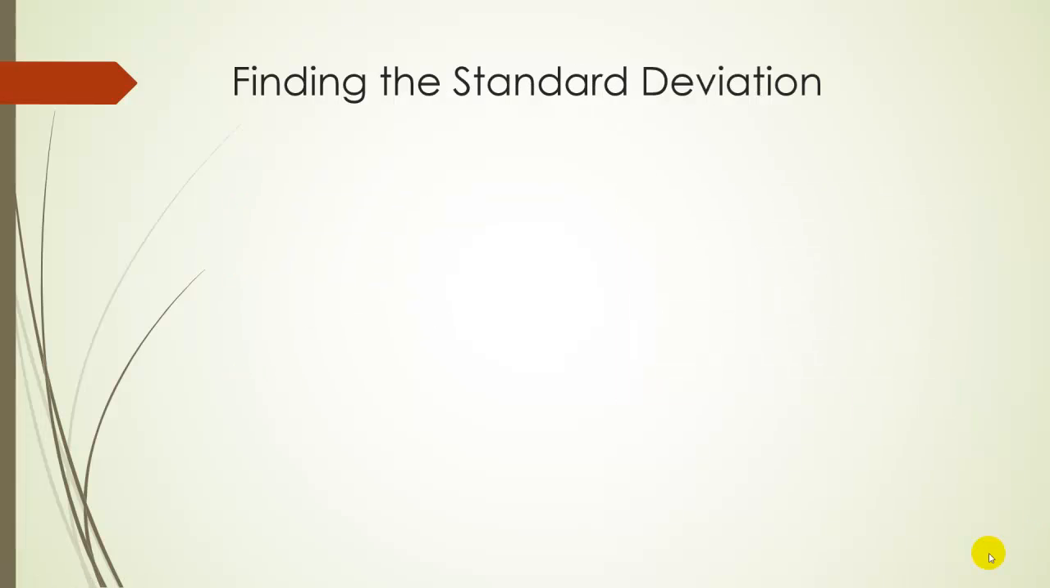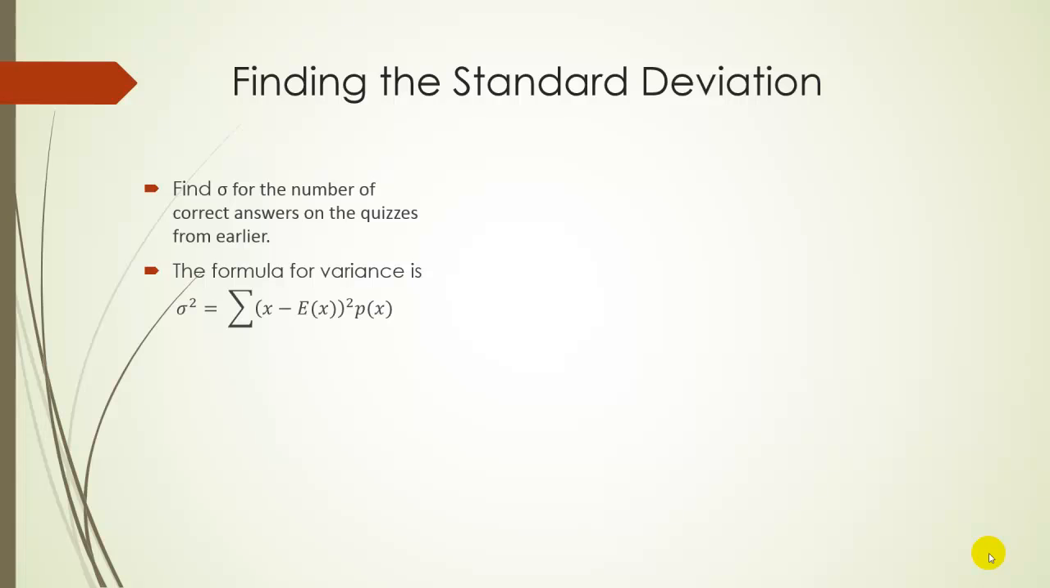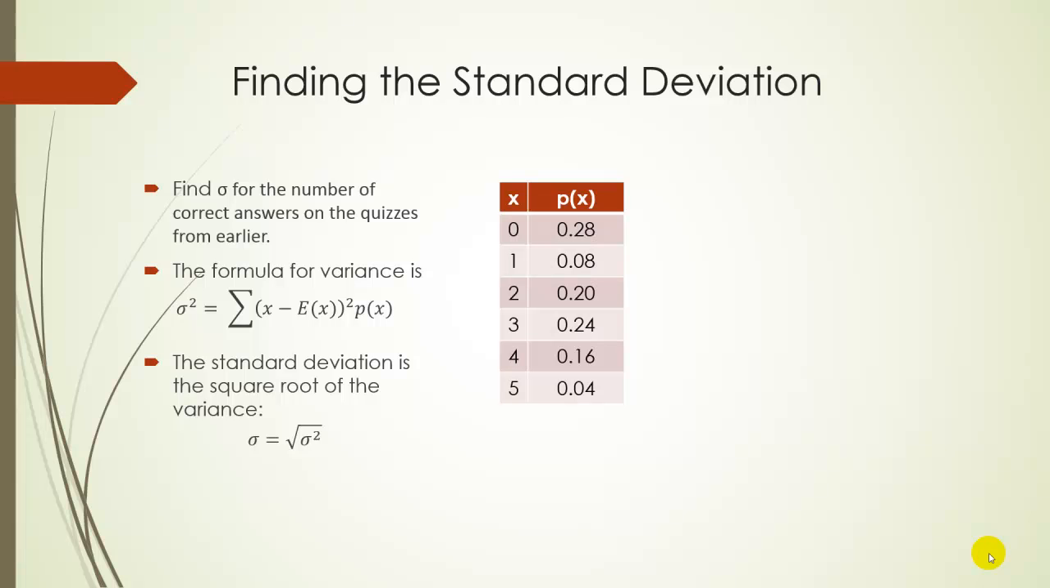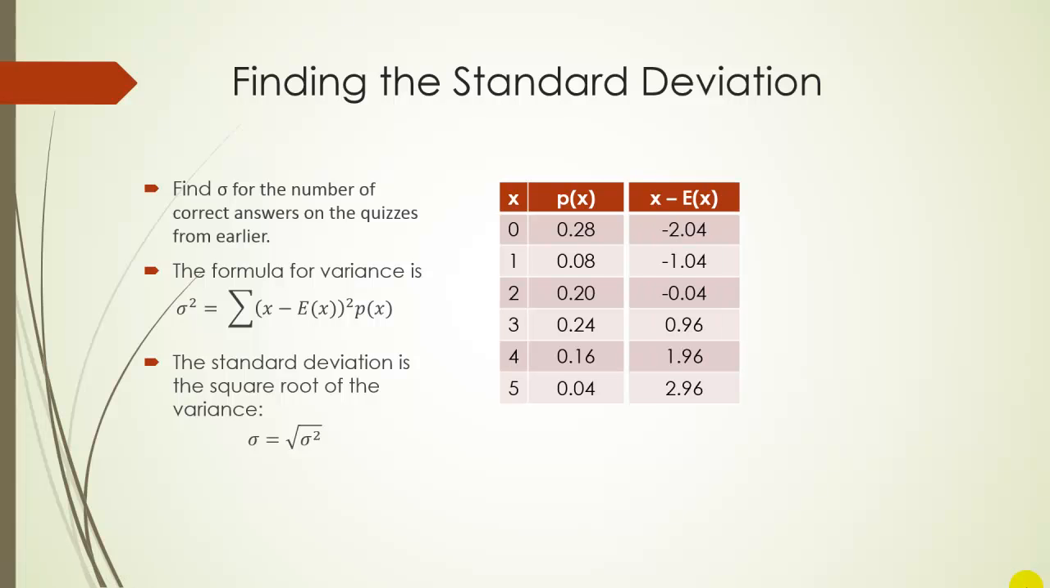To find the standard deviation, it's somewhat of an involved calculation. Let's look at the quiz scores from earlier again. The variance is that formula. The standard deviation is just the square root of the variance. Let's look at the probability distribution. First, according to this formula, we have to do x minus the average. So 0 minus the 2.04 we found earlier would be negative 2.04, and then again doing the same for the rest of these.